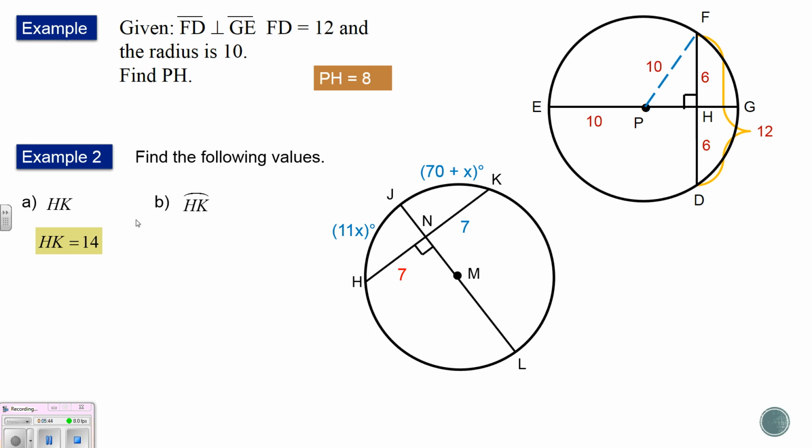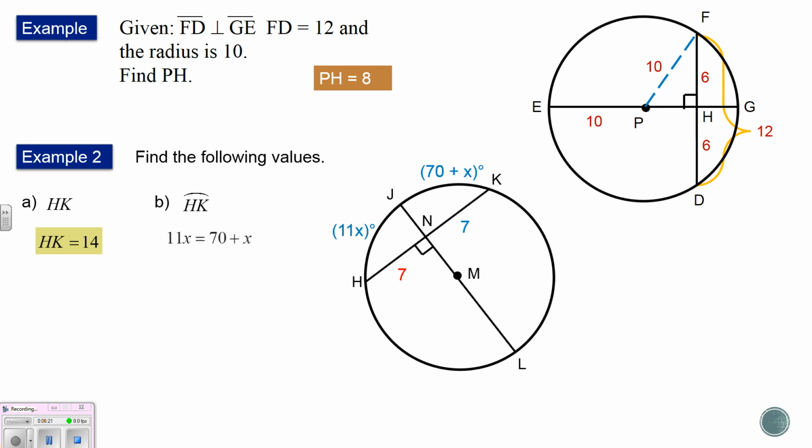Now the next question looks very similar, only this one has an arc over it. So it's actually asking us to figure out what is the measure of arc HK. So we want to know what is the measure of this whole arc right here. Okay, so what you're going to have to do is set up an equation to solve for x. And that equation is going to come from the fact that this arc has been bisected. So what is the equation that you're going to set up? Don't solve it, just what's the equation?